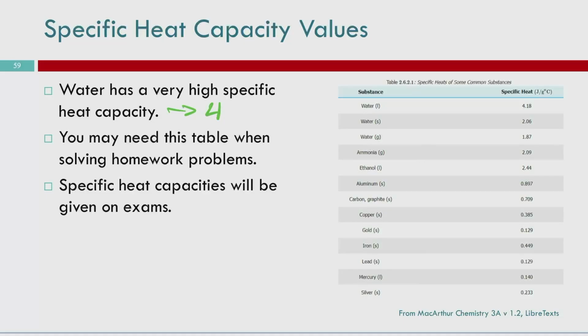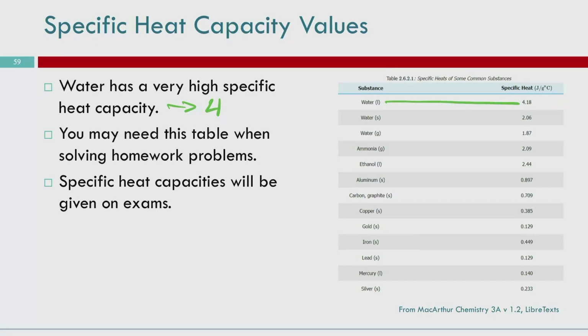So water up here, ruling the world, or at least this world, with a specific heat capacity of 4.184. It takes a lot of energy to raise the heat of water, and that's for liquid water. Other things like aluminum have a value of less than 1, gold 0.129, copper is also on here 0.385. Really low specific heat capacities, they transfer heat really well. They heat up really quickly. That's why you'll often have copper used as a heat sink or heat transfer in computers or other things that need to transfer heat.